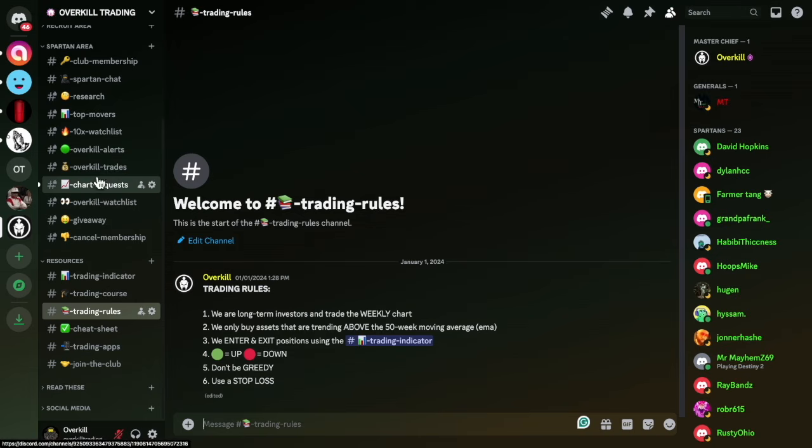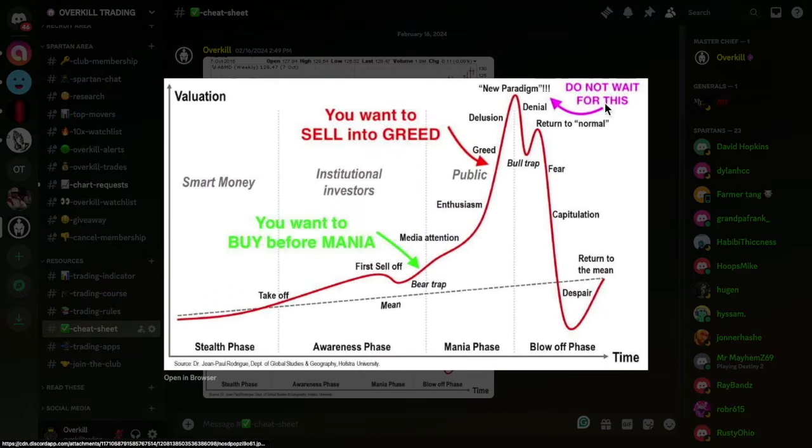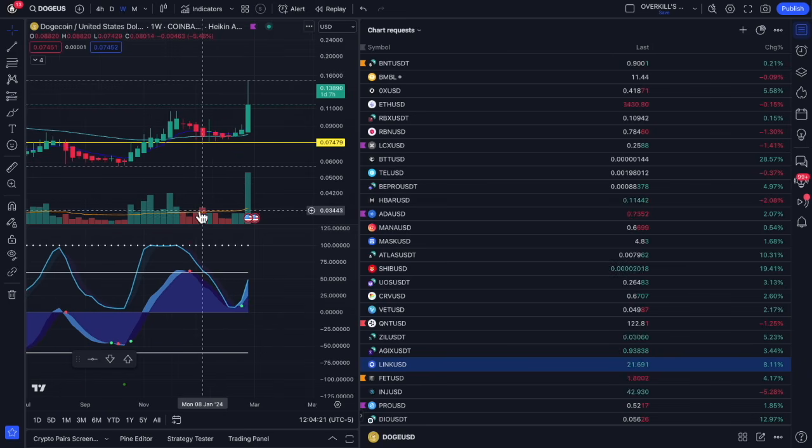You don't want to try to time the exact top. You do not want to try to time the exact top, ever. It says right here, don't wait for this. Take your profits, folks, and then do it again. Rinse and repeat. We're not trying to hit home runs, grand slams on every trade. If you try to do that every time, you're going to lose.